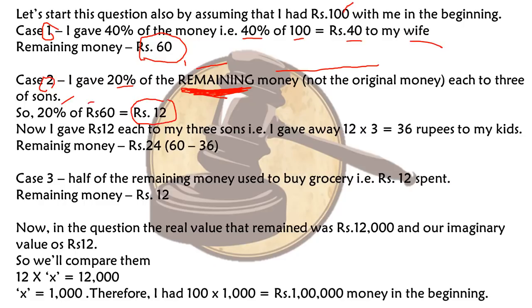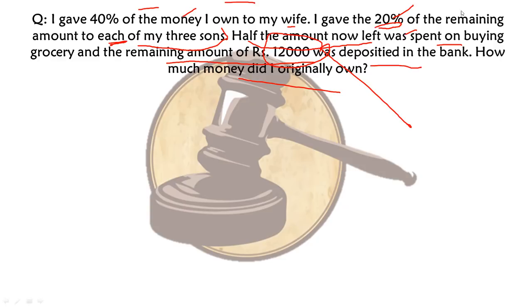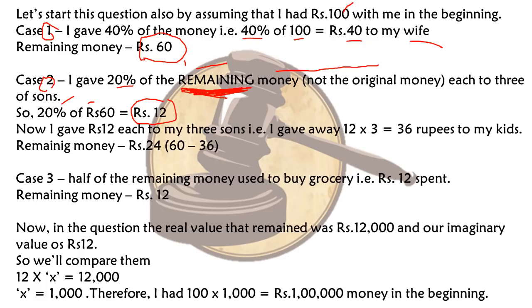Now here we will go back to the question again. The question said that I gave 20% of the remaining amount to each of my three sons. So that means I gave rupees 12 to each of my three sons. That is, I gave away 12 into 3, which is equal to 36 rupees to my kids. Each son got rupees 12, and in total I gave 36 rupees to my kids. So the remaining money would be rupees 60 minus rupees 36, which is 24.